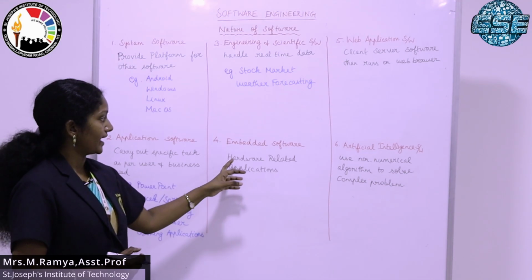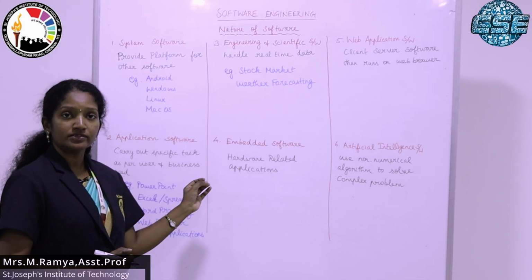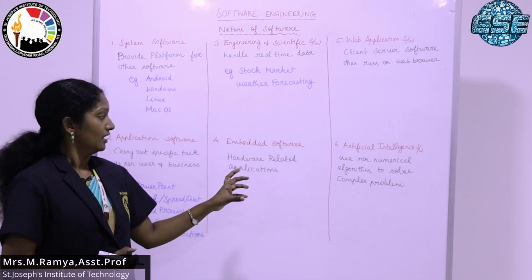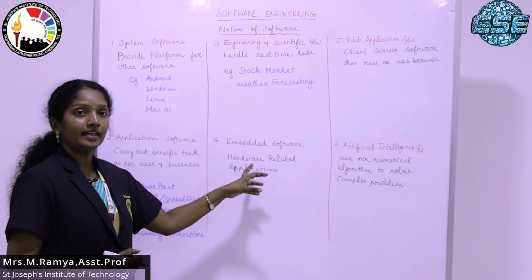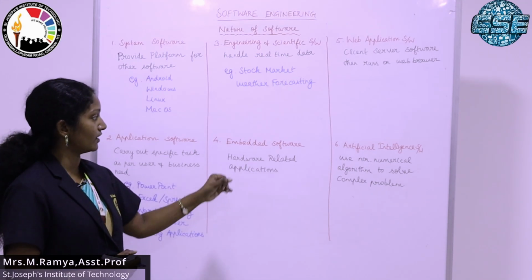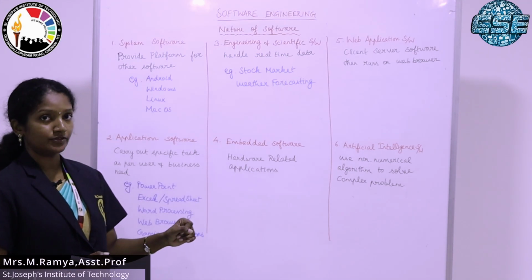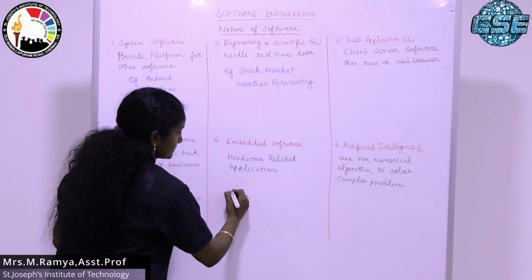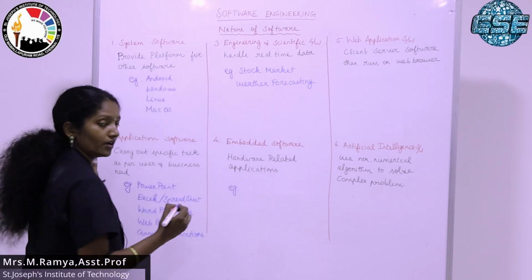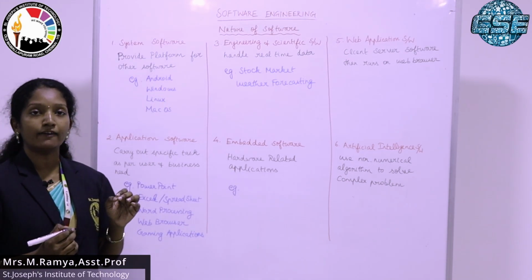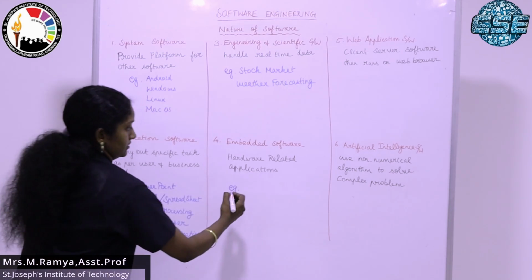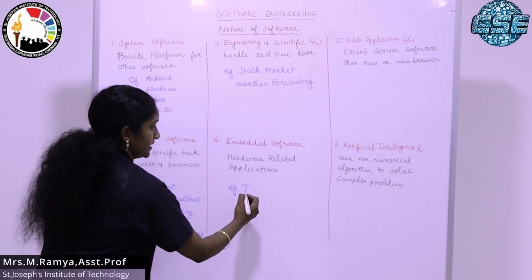The next one is embedded software. This is software related to creating hardware applications. Those softwares are called embedded software. For example, the software that is involved in traffic lights. So that is an example of embedded software.